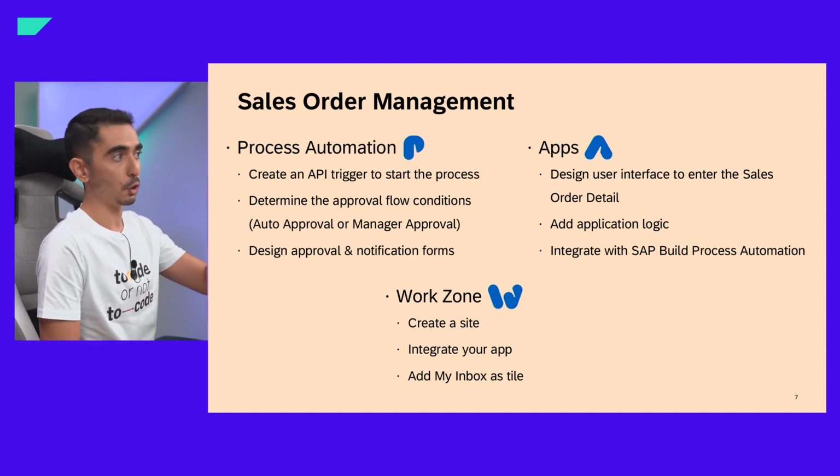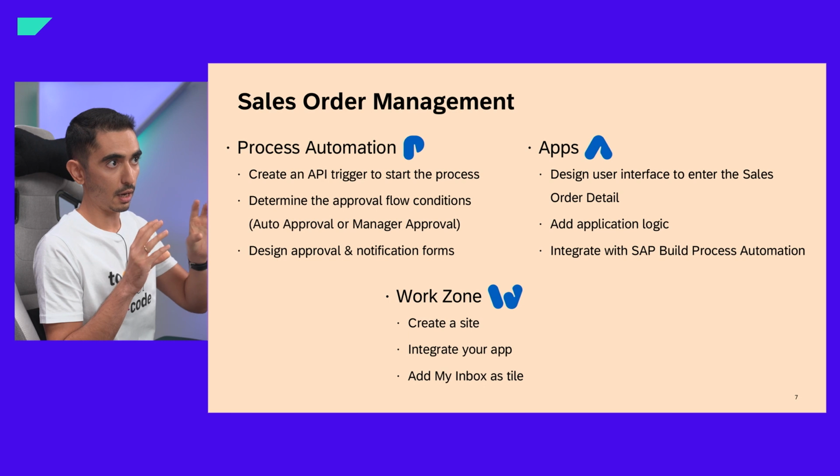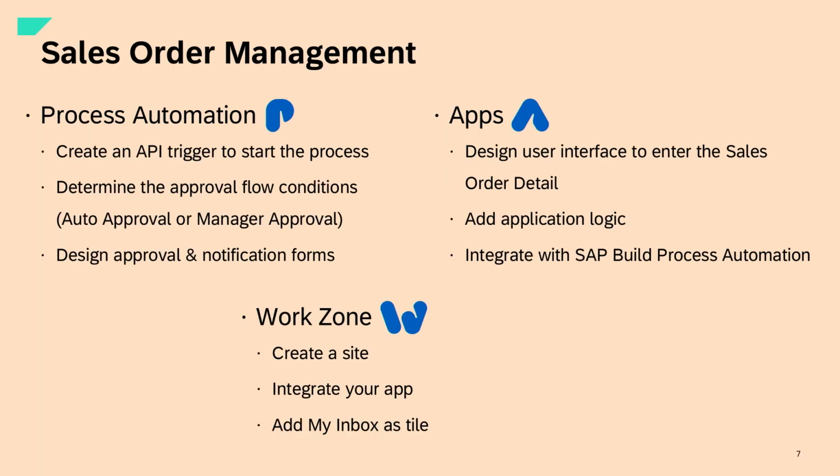We will first go to process automation to create a business process there, and we will create an API trigger for this one so that this will be triggered from Build Apps in the next step. And once we create this API trigger, we will also determine some approval flow, so who will be the approver for those forms, and we will deploy this process into our SAP account. After we're done with process automation, we will go to SAP Build Apps.